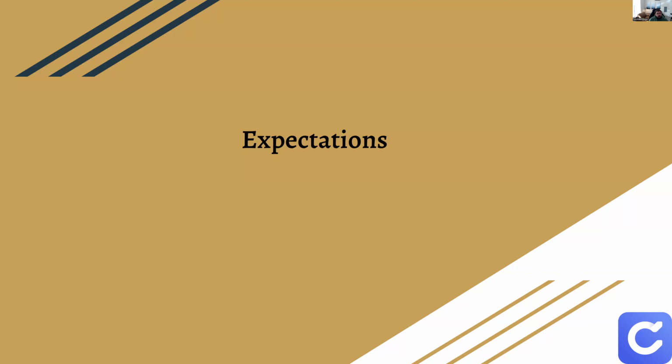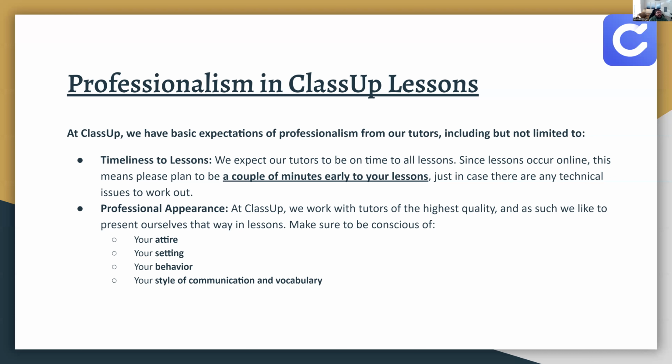Now, some expectations regarding professionalism and conduct in ClassUp lessons. At ClassUp, we have basic expectations of professionalism that fall in line with general expectations when working in an online education space. Concerning your attire, behavior, style of communication, and vocabulary, we recommend that you shoot for middle school classroom teacher. The general age range of our students is from 2nd to 9th grade, although we do have some older and younger students as well. But in general, do not wear, speak, or behave in a manner that would not be fitting of a classroom teacher.